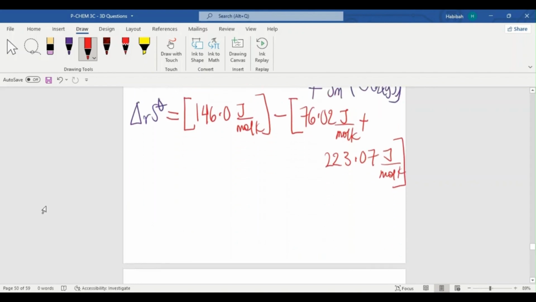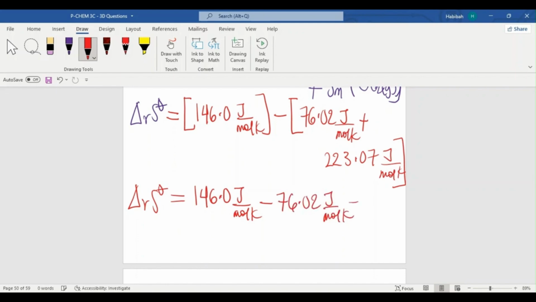So, of course, writing it again, the change in standard entropy is just going to be 146.0 joule per mole Kelvin minus 76.02 joule per mole Kelvin minus 223.07 joule per mole Kelvin. So the change in standard entropy of reaction would just be putting all of this information in the calculator. And when I did that, I got negative 153.09 joule per mole Kelvin. So that's how this is done.